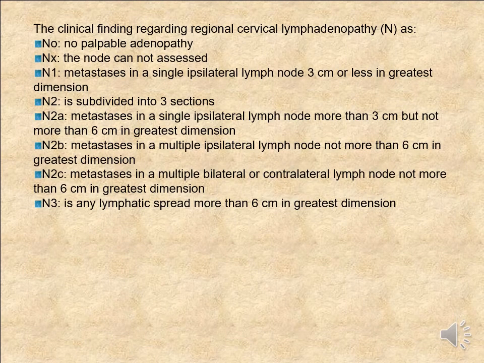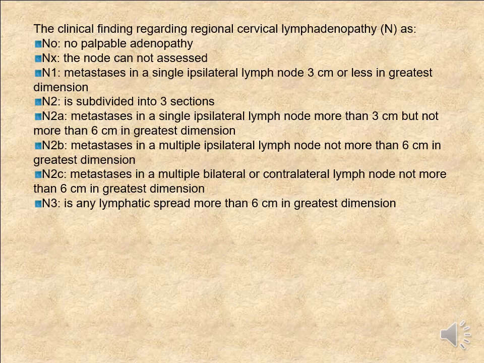Now the N, meaning lymph node. The clinical finding regarding regional cervical lymphadenopathy. We divide it into N0, non-palpable adenopathy. We cannot palpate any enlargement of lymph node. And NX, the node cannot be assessed. We have lymph node enlargement, but we cannot feel it by examination.